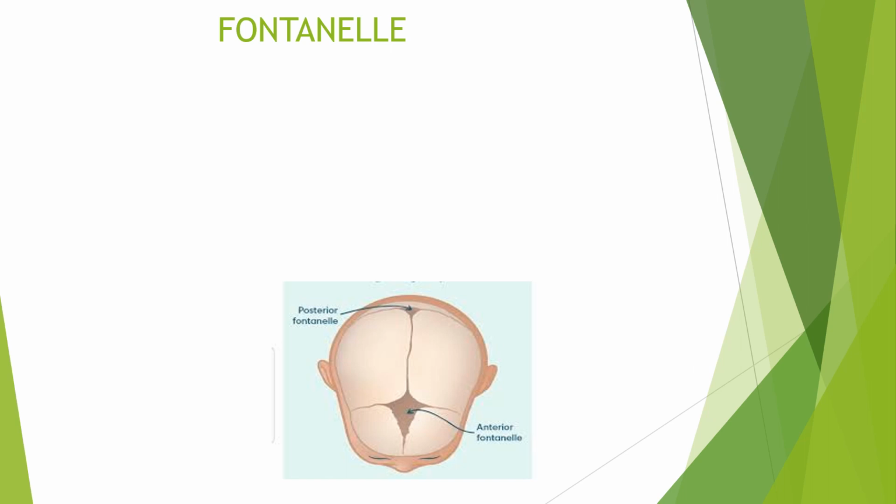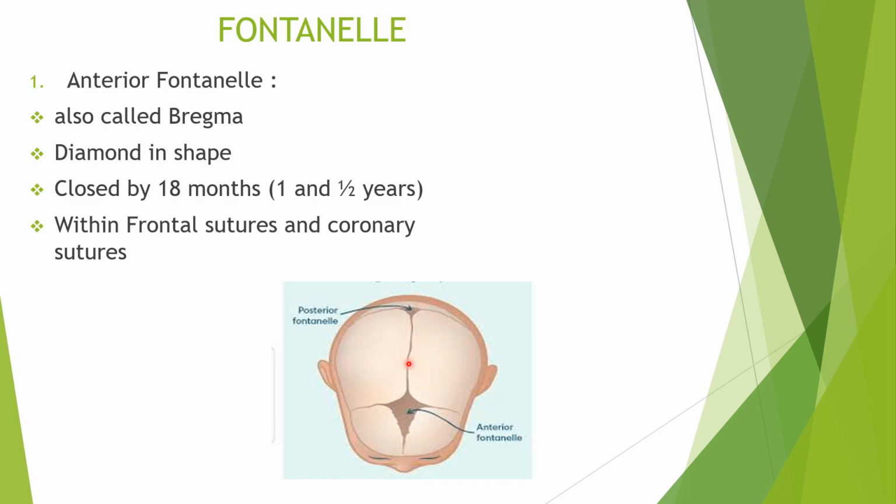So there are two fontanelles in the fetal skull. Anterior means front part, right? Posterior means back side. Surely you will get such kind of question for 3 or 5 marks in an exam. The anterior fontanelle is also called the bregma, which is diamond in shape. Usually it is closed by 1.5 years or 18 months.